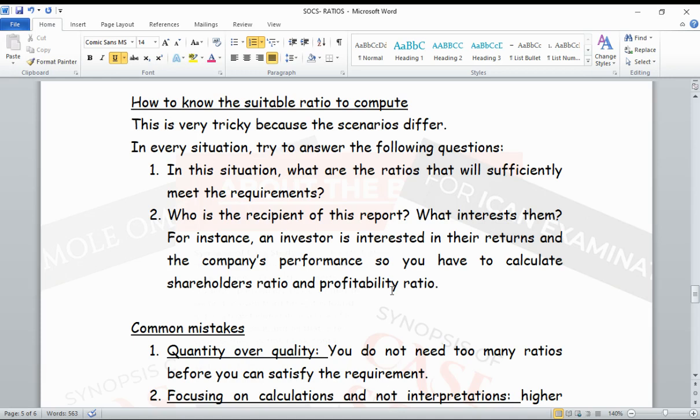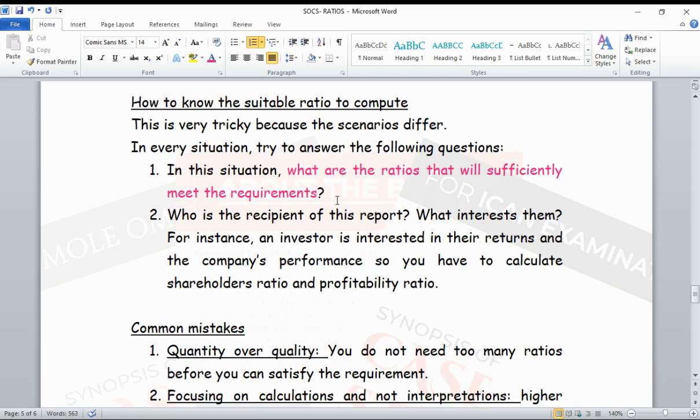Now, how do you know in that sense? Because we still have to know, right? So in this situation, ask yourself, what are the ratios that will sufficiently meet the requirements? What are the ratios that will sufficiently meet the requirements? So you have a requirement that is asking you to evaluate the performance of XYZ Limited.